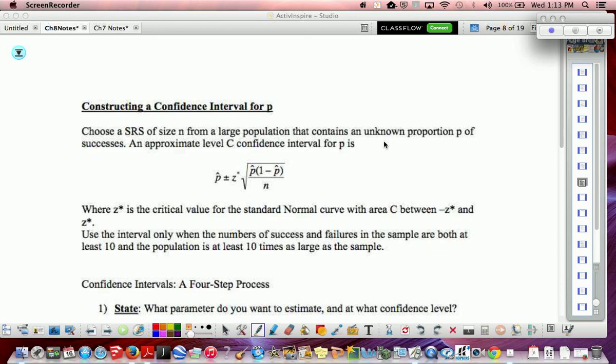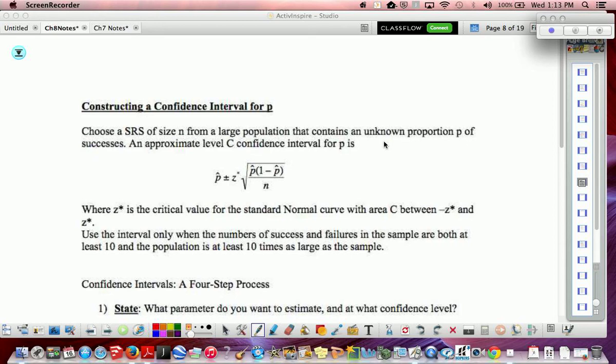So section 8.3 is really a continuation of what we were doing yesterday, where we're going to actually just put everything together. Yesterday we talked a little bit about how to interpret a confidence interval. We talked about what's needed to be able to do a confidence interval, and we actually talked about calculating out the z-scores. So we're going to put it all together in a four-step process.